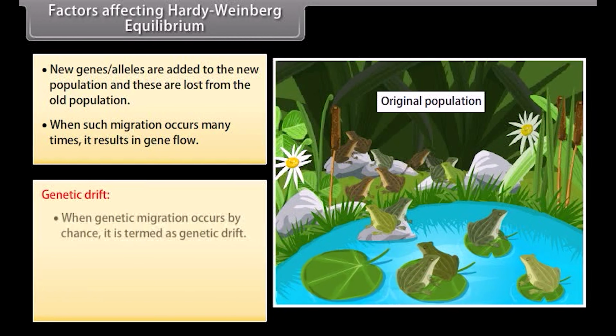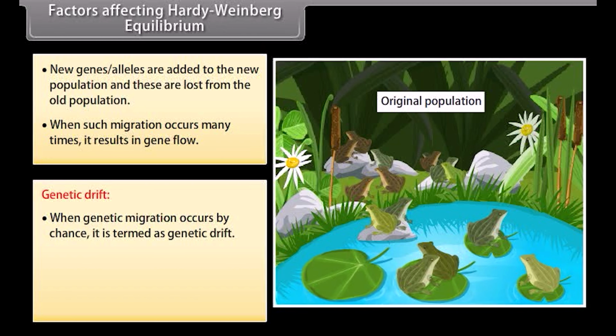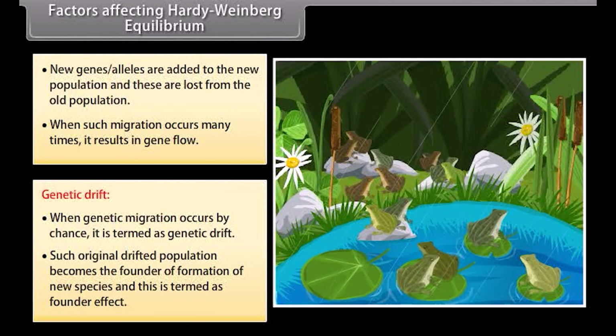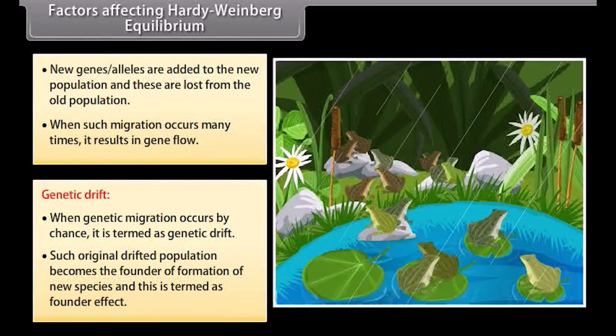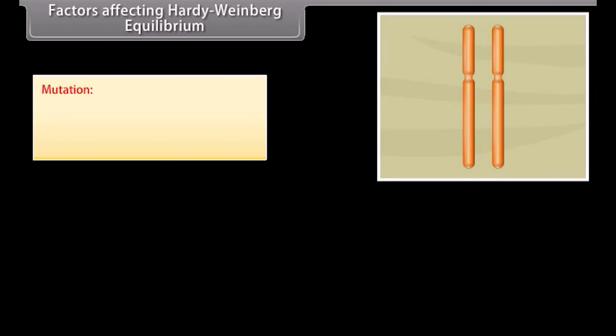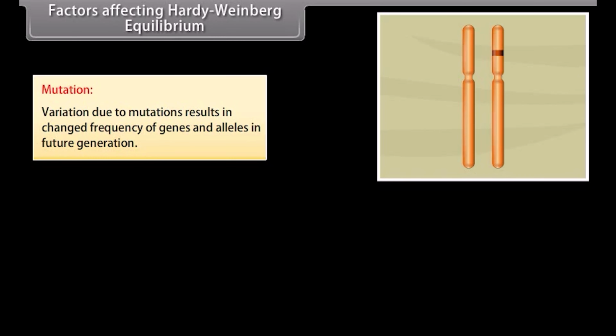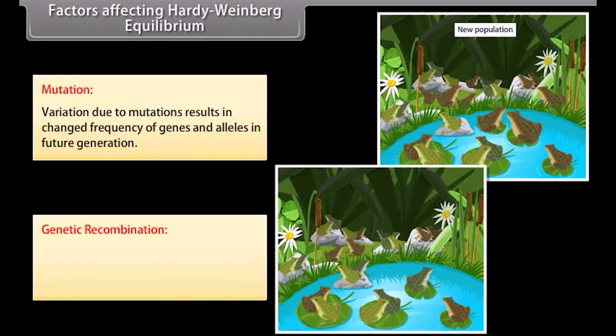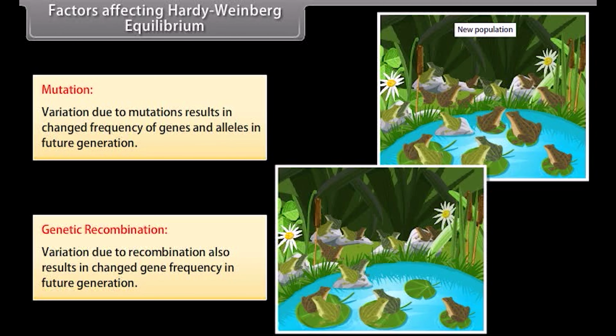Genetic drift. When genetic migration occurs by chance, it is termed as genetic drift. Such original drifted population becomes the founder of formation of new species, and this is termed as founder effect. Mutation. Variation due to mutation results in changed frequencies of genes and alleles in future generations. Genetic recombination. Variation due to recombination also results in changed gene frequency in future generations.